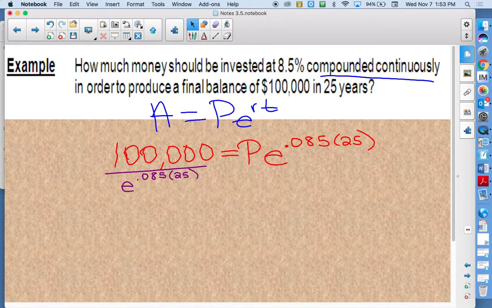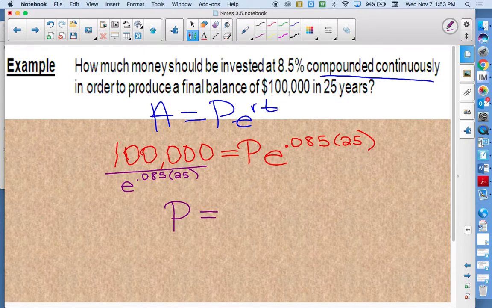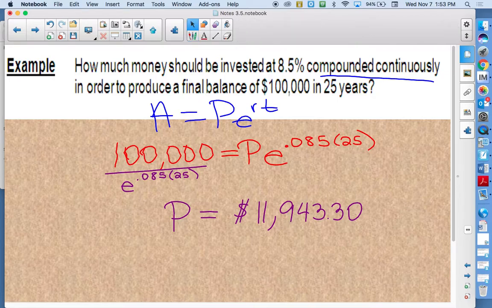So Jenna, how much money should be invested? She says she didn't put it in her calculator. She doesn't have her calculator on her desk because we don't use it very much. Brandon? $11,943.30. So again, almost $12,000, but 25 years later, you'll have $100,000. That's a really nice bag. A couple of years of college right there.